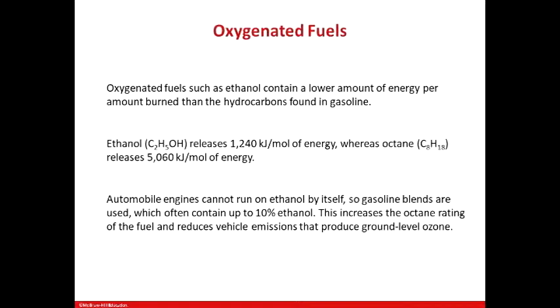Ethanol releases 1,240 kilojoules per mole of energy, and octane 5,060. You get it? 5,060 versus 1,240. There's a big difference in it. So there's a blend here that happens. Automobile engines cannot run on ethanol by itself. So gasoline blends are used, often about 10%. But that's a huge move, right? Recall the barrel that you're driving down the road with. So every 2 weeks you're driving with a barrel. Perhaps you get to stretch that to every 3 weeks. You get it? A little bit longer if you use the ethanol, and you get to help the local farmers.